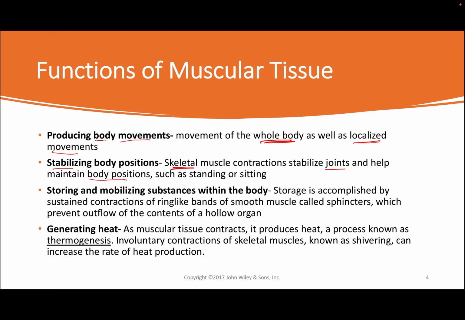Muscles are also going to be important for storing and mobilizing various substances within the body. And this is going to be accomplished by this sort of ring-like band of smooth muscle that we call a sphincter, right?